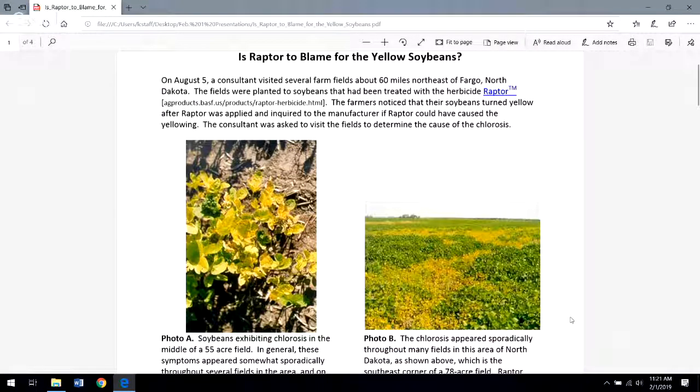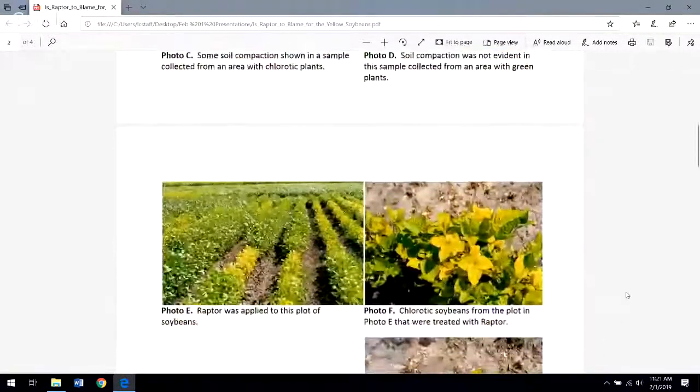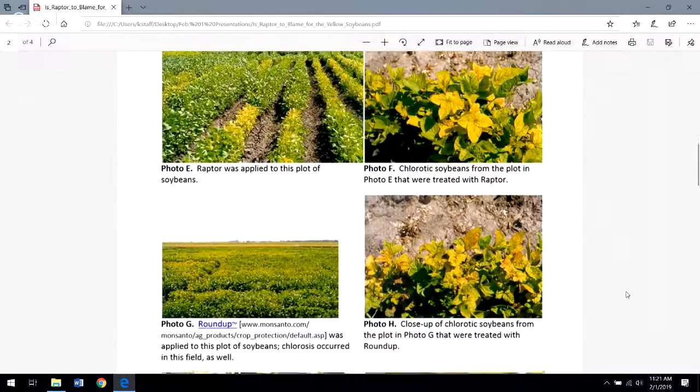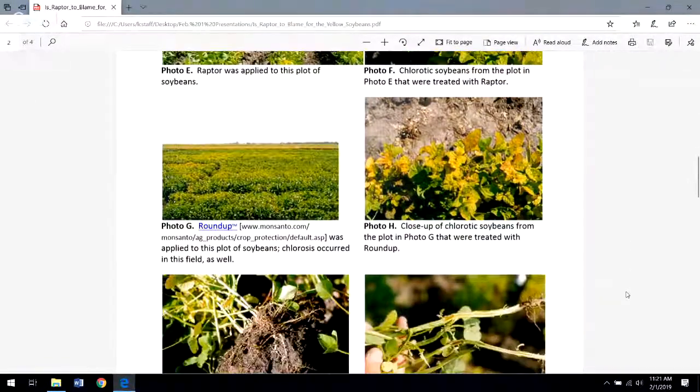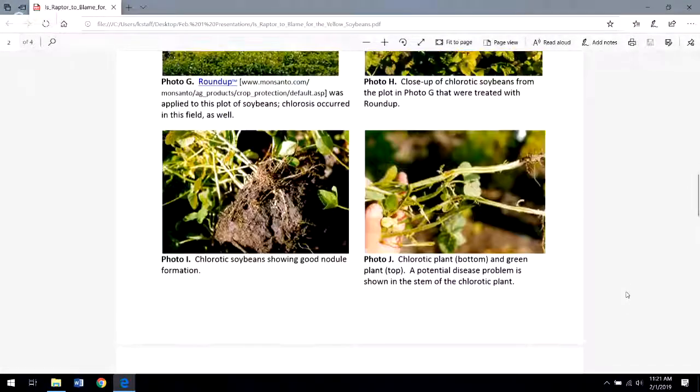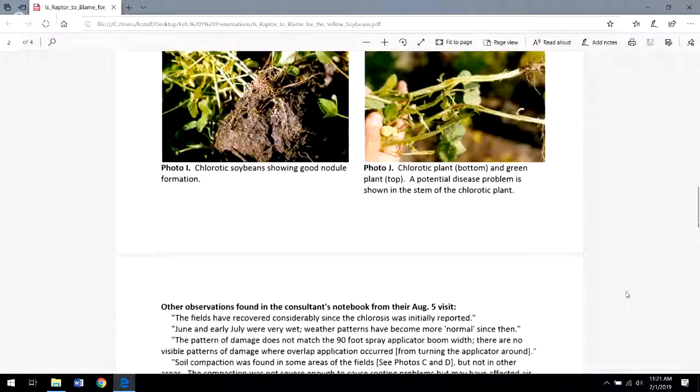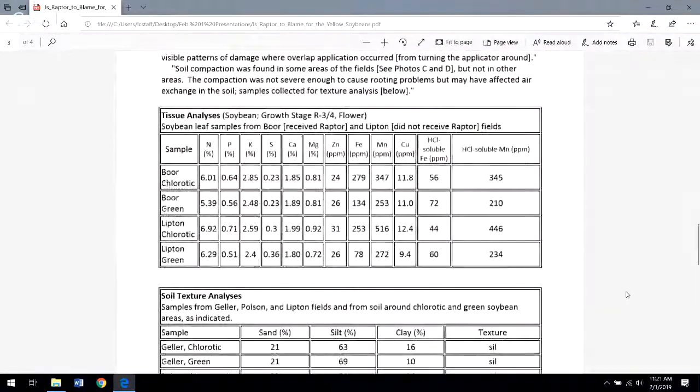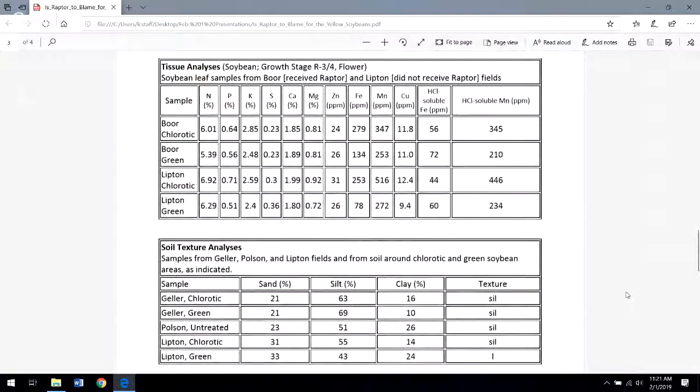All right, so this is a case that came to Dr. Dan Walters, one of my favorite people in the world, and we worked together for a long time. And basically, the question is, we've got yellowing on rows and patterns, and we've got some problems with chlorotic soybeans. Okay, keep going. Yeah, there we go. And go to the tissue analysis. Yep. There we go. Thank you.